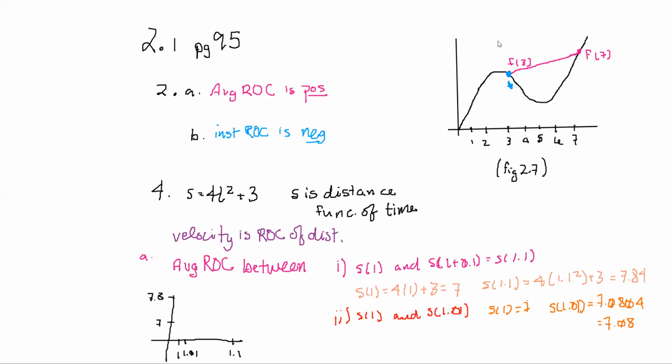Okay. Let's just sketch this out a little bit on a graph to see what we're looking at. Here at 1, this is our point S of 1, right? This is our S axis, and this is going to, no, that's wrong. This is our T axis, and this is going to be our S axis. So this is the point S of 1, which is equal to 7. And then we have 1.1 right here, which is equal to 7.8.